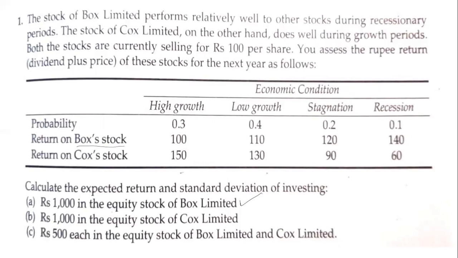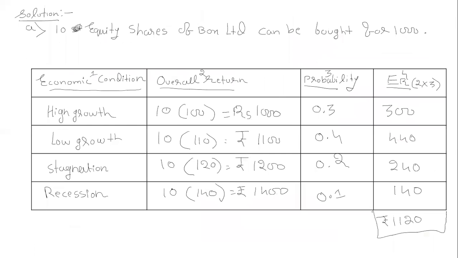Question B says rupees 1000 in equity stocks of Cox Limited. So in the first case we invested in Box. The next case we are investing in Cox Limited. So let's solve it. Again, same thing. Solution for B. If the cost is 100, again the same thing, we can purchase 10 equity shares of Cox Limited.